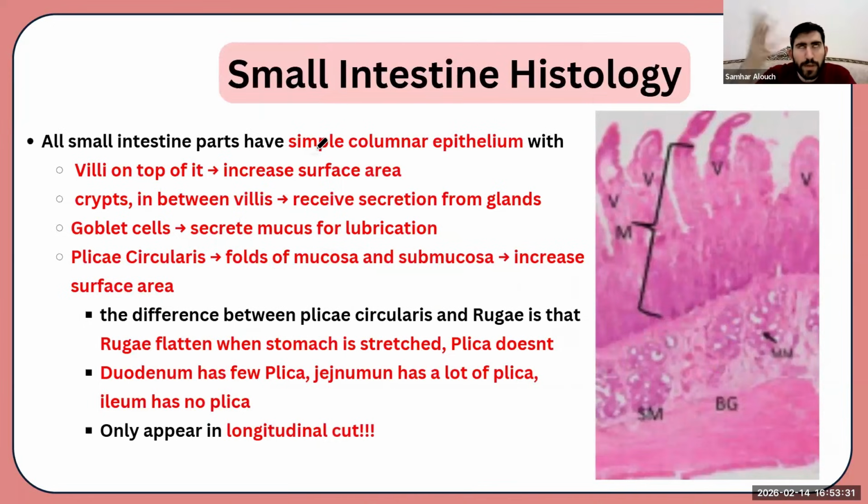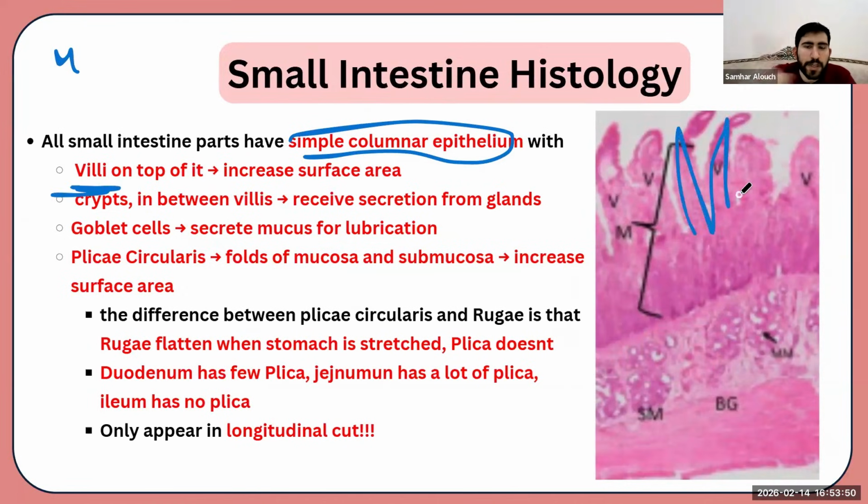Now let's talk about the small intestine histology in general. The small intestine is similar to all other parts, having four layers: mucosa, submucosa, and so on. The mucosa is made of simple columnar epithelium. However, there are new structures now that we will have in the small intestine. First, we will have villi. Villi are these projections, very thin projections that will increase the surface area. They are on top of the simple columnar epithelium.